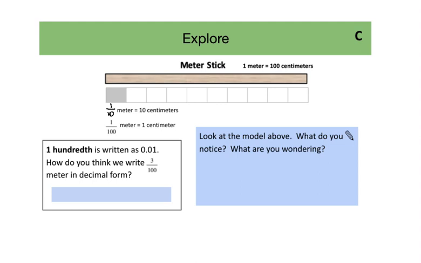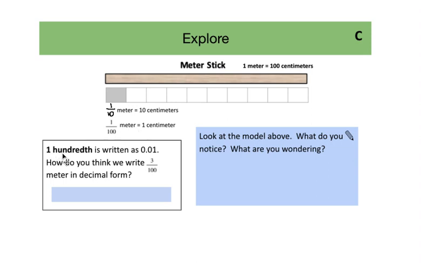Let's read this together. So here we have a meter stick, and it gives us information here that 1 meter is equal to 100 centimeters. And it also has a tape diagram that is divided into 10 parts. And it tells us that 1/10 of the meter, so one of these shaded boxes, is equal to 10 centimeters. And 1/100th of a meter is equal to 1 centimeter. We know that because 1 meter is equal to 100 centimeters, so 100th of that meter would be 1 centimeter.